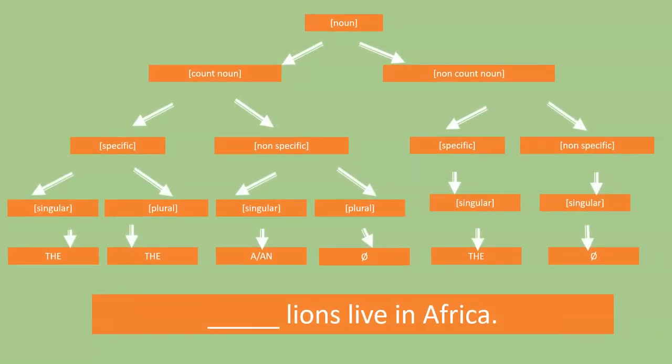Now let's take a look at another one. Imagine that I have this sentence here. Now we have a plural noun, right? So lions. Lions is a countable noun. That is a non-specific noun because it's the very first time that I'm talking about it. And also here we are not specifying the kind of lion, right? So this is true for all kinds of lions. So it's non-specific. It is plural, and because it is plural, then we are going to use the zero article. So we are just going to say lions live in Africa.